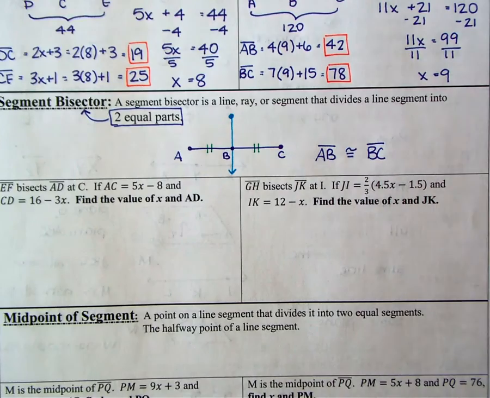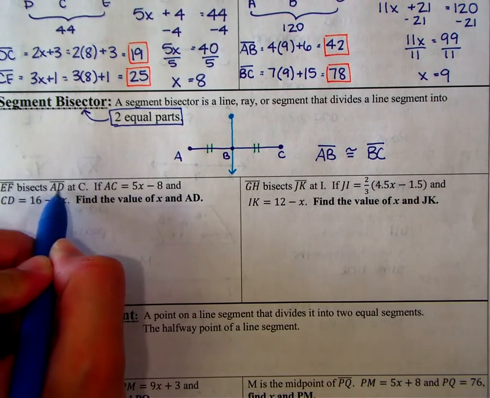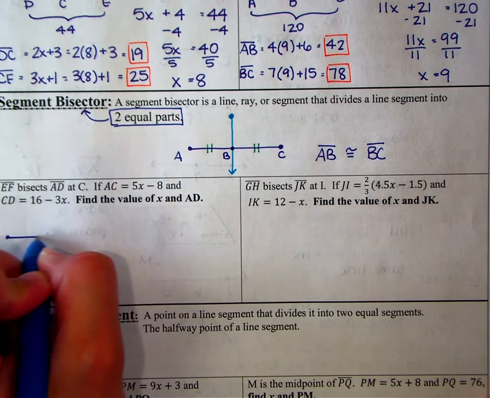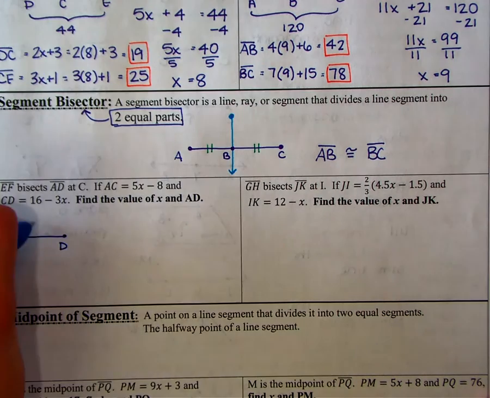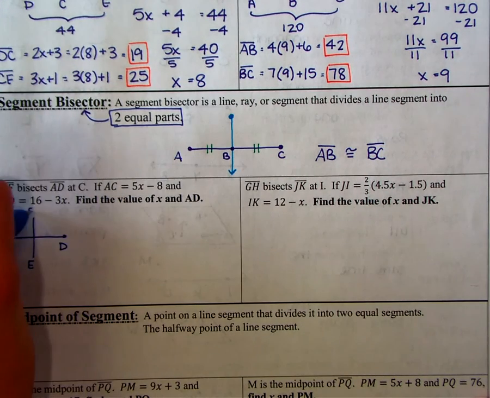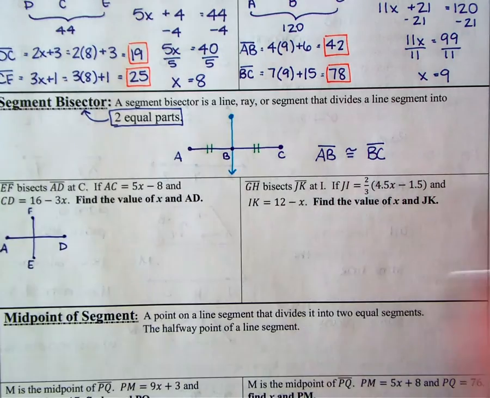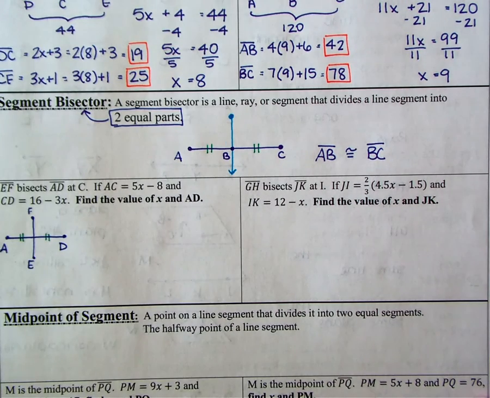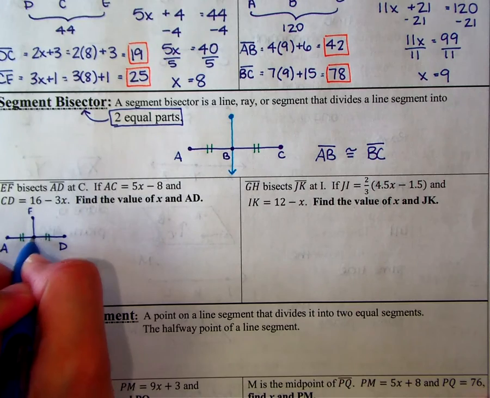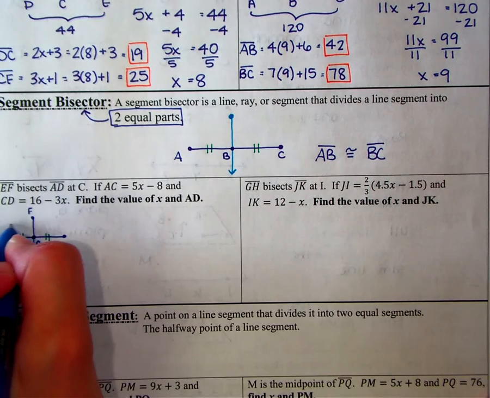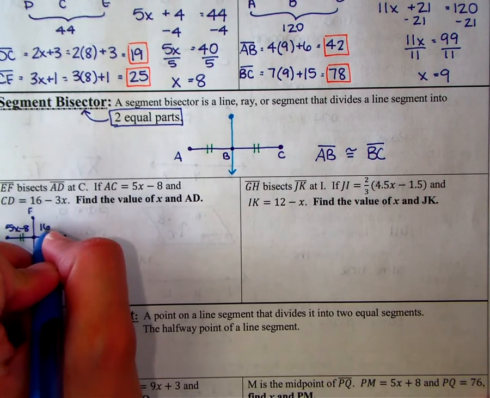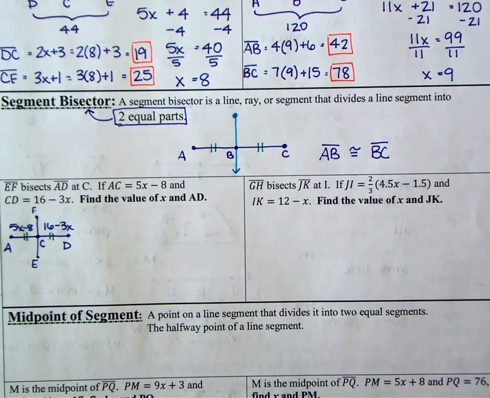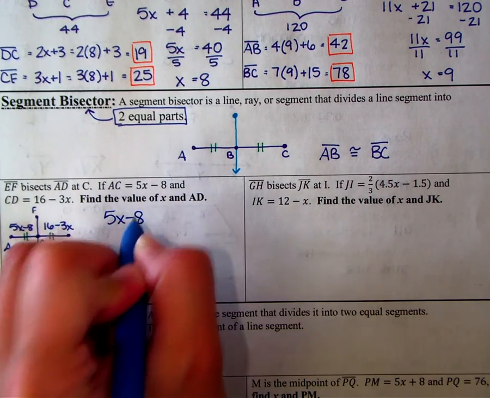So we'll work through a couple of examples. EF bisects AD, so AD is cut into two equal parts by line segment EF. So we'll draw AD is bisected by EF, which means that we need to show that these two pieces are equal. And it says that the point that it's bisected at is C. Then it tells me that AC is 5x minus 8 and CD is 16 minus 3x. So if those two pieces are equal, to solve for x, all I have to do is set those pieces equal to each other.